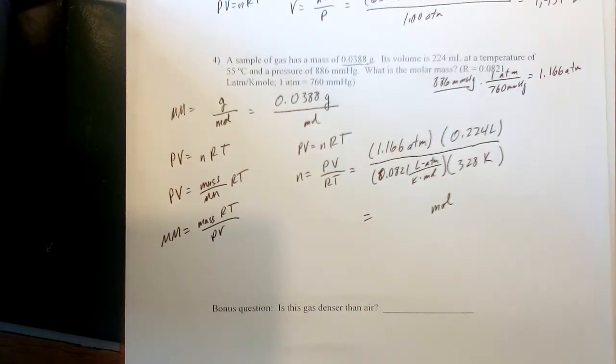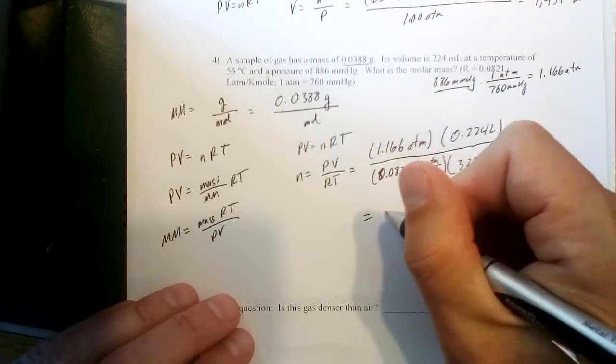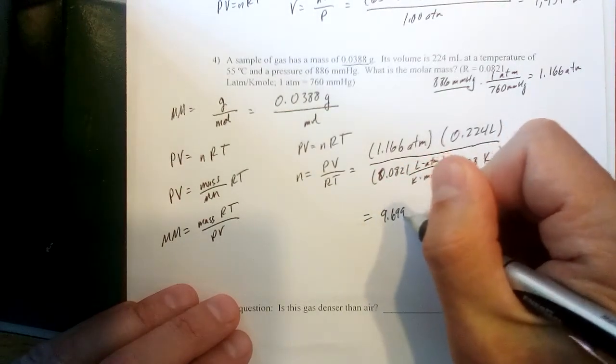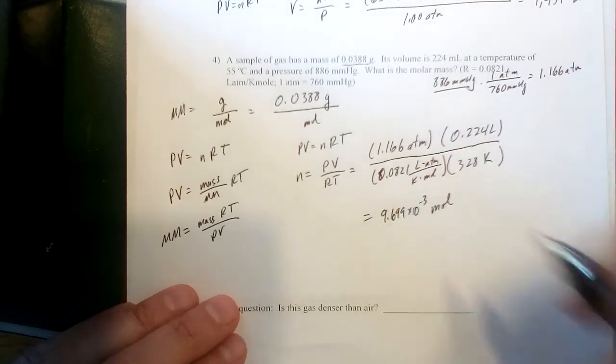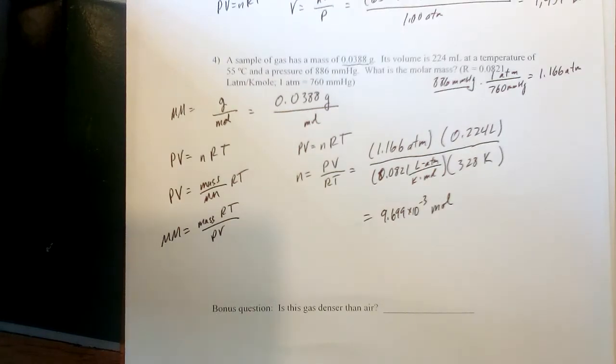So 1.166 times 0.224 divided by 0.0821, and also on the bottom, so divided by 328. That is 9.699 times 10 to the minus third moles of gas.